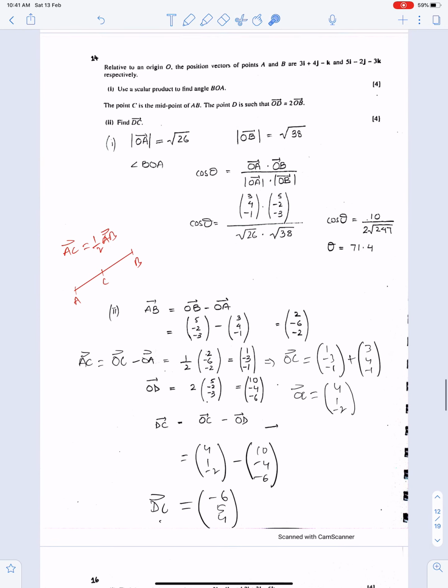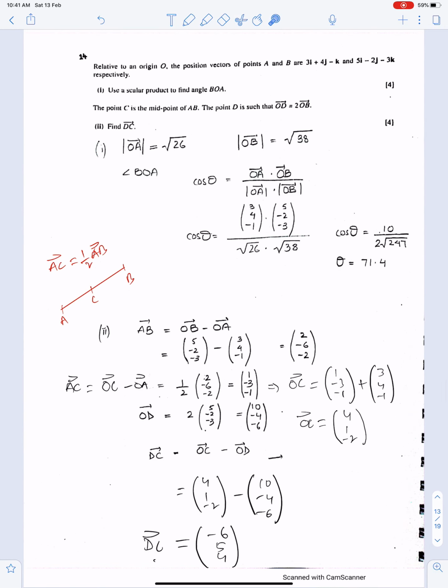It's given that C is the midpoint of AB. Whenever it's given this point is midpoint, just make a rough sketch and use this very important thing. This is the equation of the midpoint. AC is half of AB. So this is vector AB, and this is AC, half of AB.